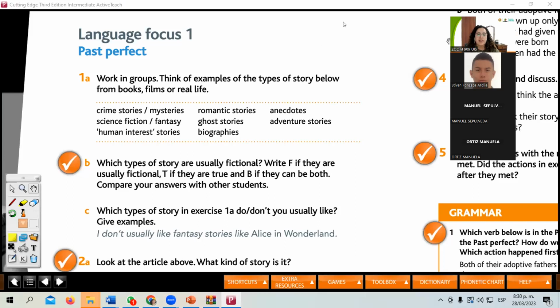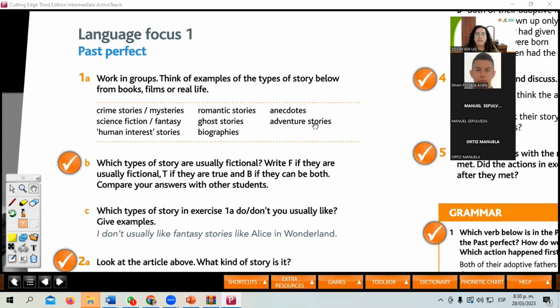Very good. Anecdotes. I don't think this is very common, right? Marlon, Chernobyl, we talk about not biographies because it's not about a person. It's more like a documentary, historic documentary. Okay, Tonya. Anecdotes is not very common.